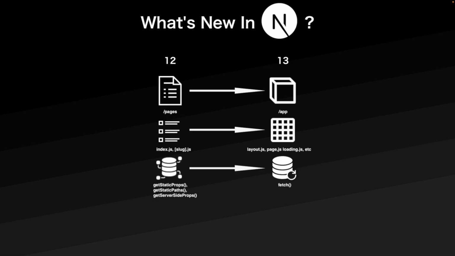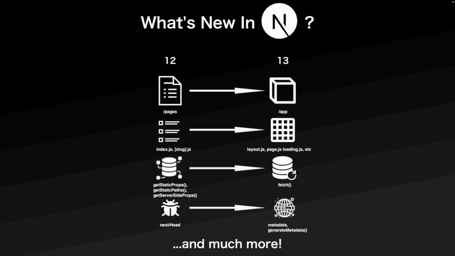Data fetching is much simpler and much more readable than in version 12 and below. You can say goodbye to exporting getStaticProps, getStaticPaths, and getServerSideProps. For data fetching, now you can do it all within a simple fetch call that most JavaScript developers are already familiar with. SEO support is also now drastically improved.